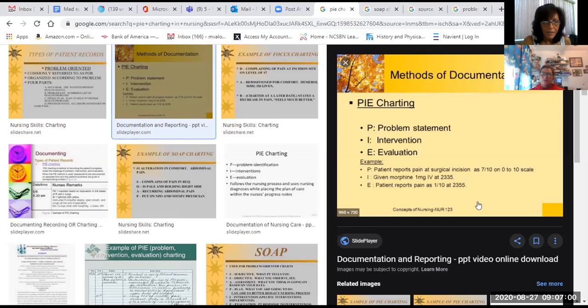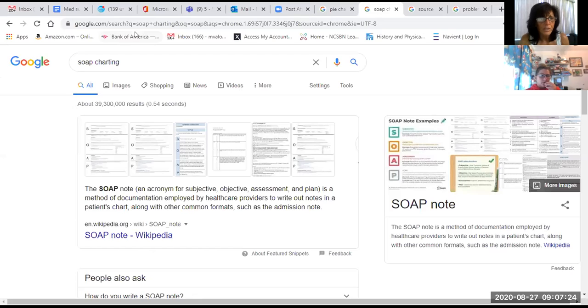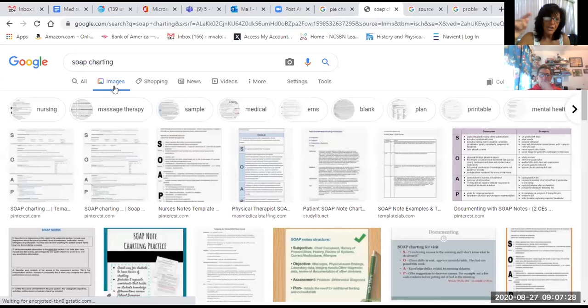So with PIE charting, it's usually used. It's very short and sweet. So we're not documenting a head to toe assessment in a PIE chart. We're just documenting what's the matter, what's the problem, what did we do, how did it work out, right? SOAP notes used to be very popular, by the way, back in the day when I first started nursing. SOAP notes are just subjective, objective, assessment, plan. Again, it's the same info, right?